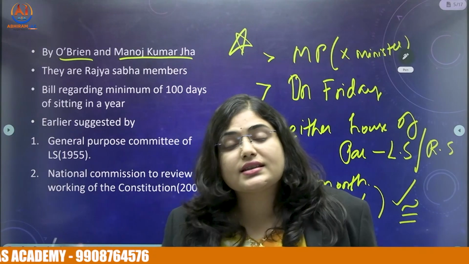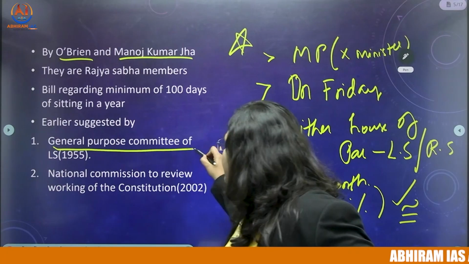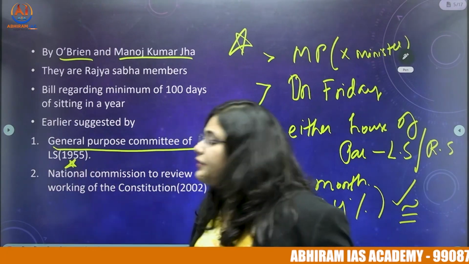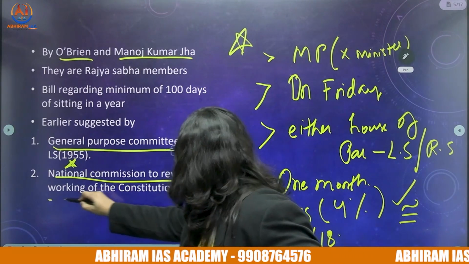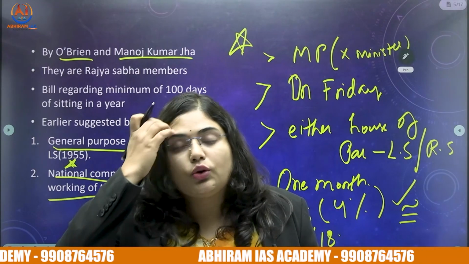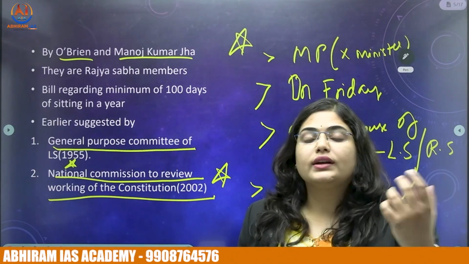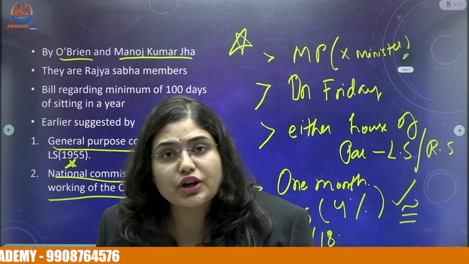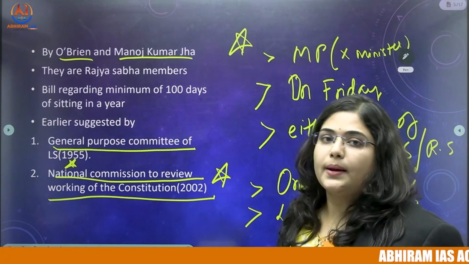Earlier this type of suggestion was given by the General Purposes Committee of the Lok Sabha in 1955, as well as the National Commission to Review the Working of the Constitution in 2002. On this topic, you can use these points from the mains point of view to discuss the effectiveness or the functioning of the parliament. Okay, so in that topic you can use these points.